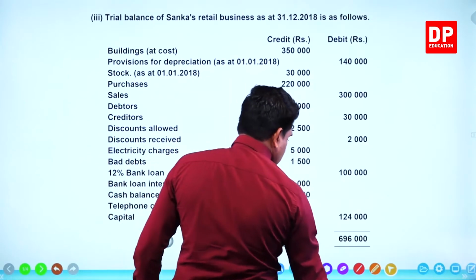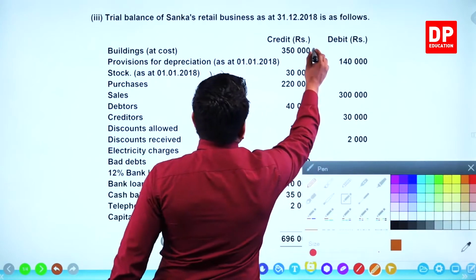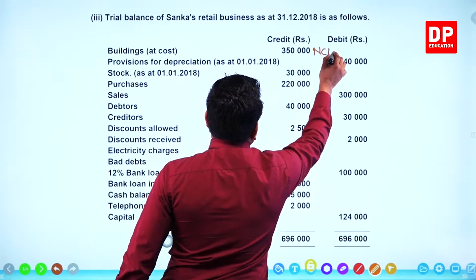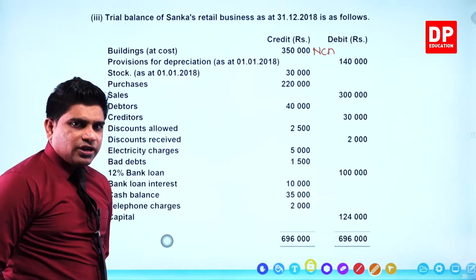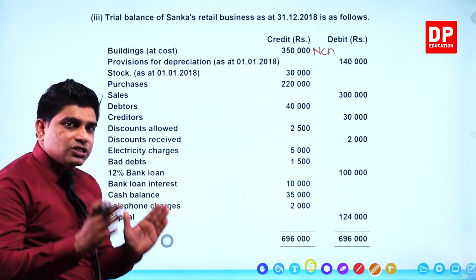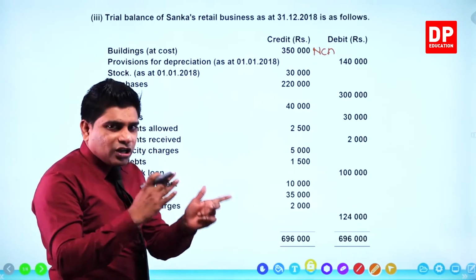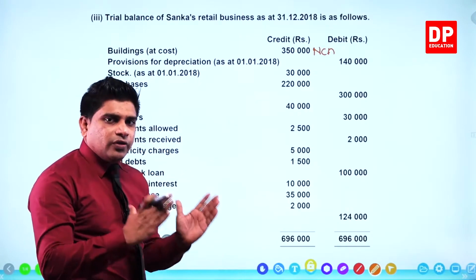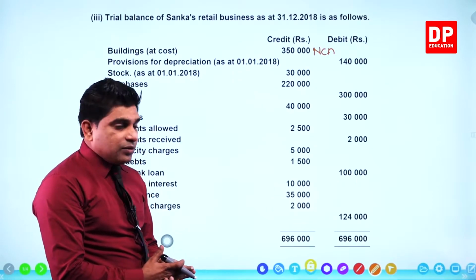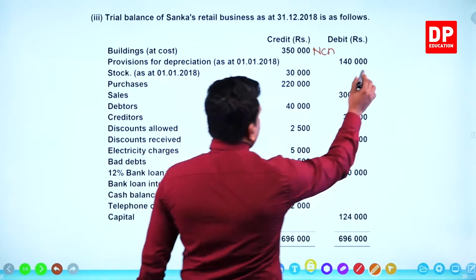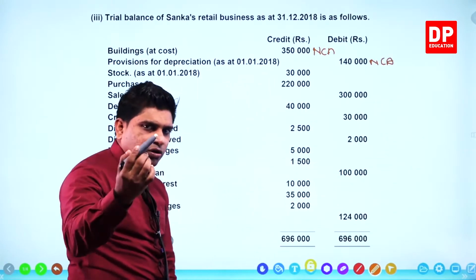Now buildings, what is that? Non-current assets. You write it, NCA. Provision for depreciation as at 1st of January 2018. You know the year ends on 31st December 2018, and the accounting period starts on 1st of January 2018. So they have provided us the depreciation for the related building. It goes under the non-current assets category, in the accumulated depreciation column.